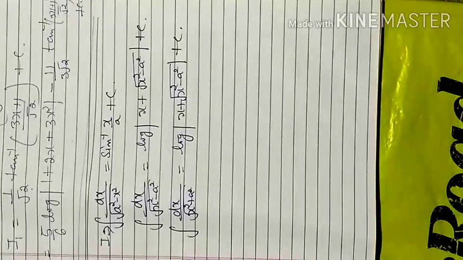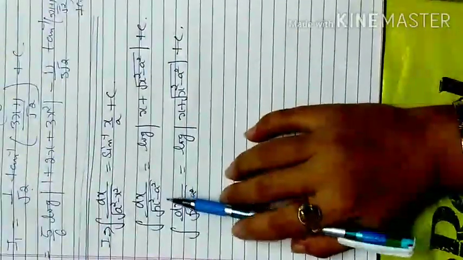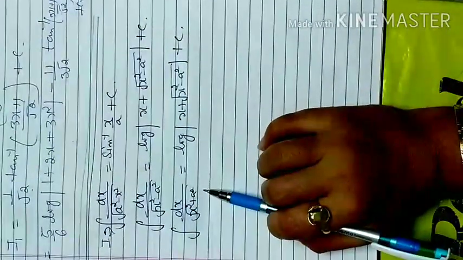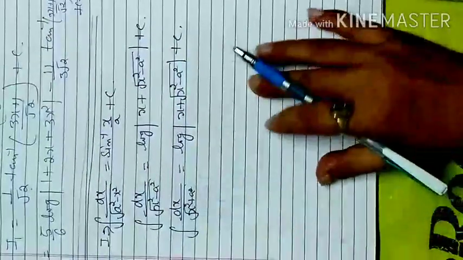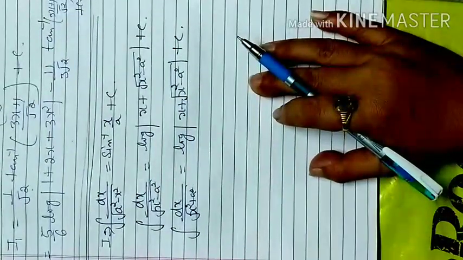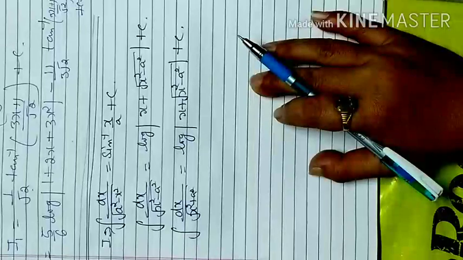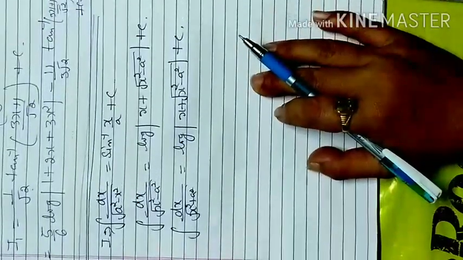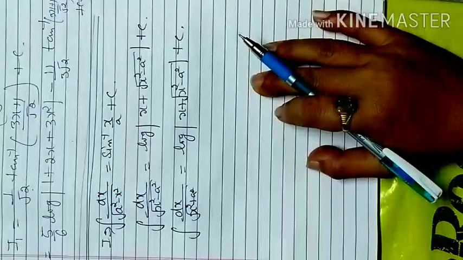Hi, good morning everyone. In our last exercise, we did the formulas for a square minus x square and x square plus a square, without the square root. But what will happen if the square root comes? In the last exercise we did the same formula without the square root, but if the square root comes, your formula will change.